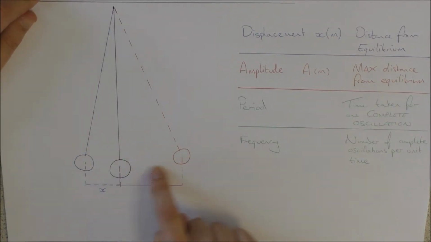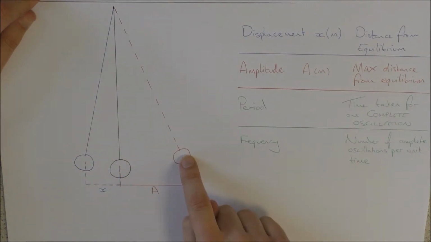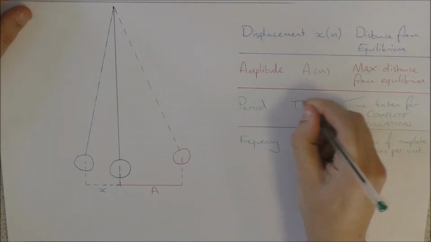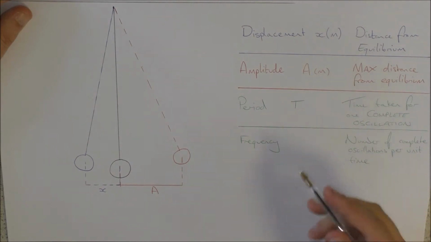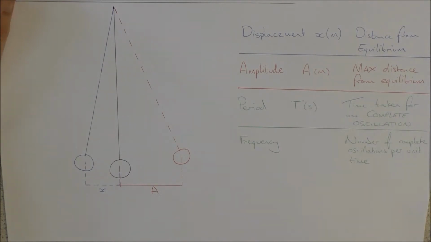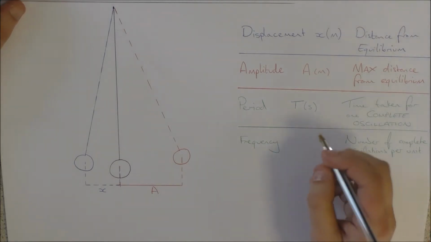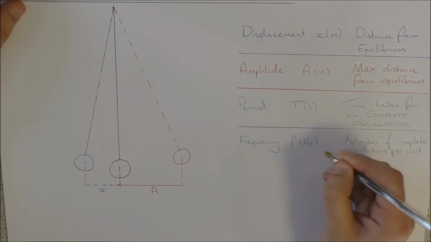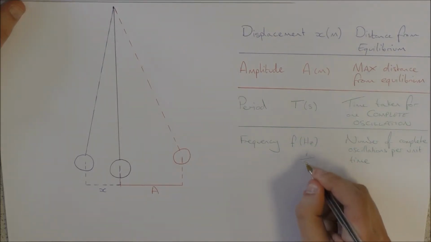So this would be 1, 2, 3, 4 time periods, etc. That has the letter capital T, like you've seen before for time period in circular motion, and is measured in seconds. And the last one, frequency, is the number of complete oscillations per unit time, number of oscillations per second, and we have a little f, and we measure that in hertz, the unit of hertz being 1/seconds.